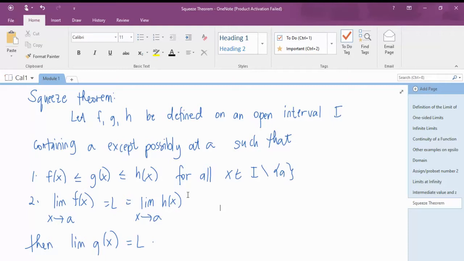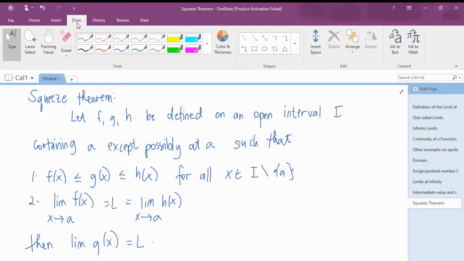The squeeze theorem. So let's state it: let f, g, and h be defined on an open interval I containing A, except possibly at A, such that we have two conditions that need to be satisfied. The first: f of x is less than or equal to g of x, which is less than or equal to h of x for all x element of that interval except A.